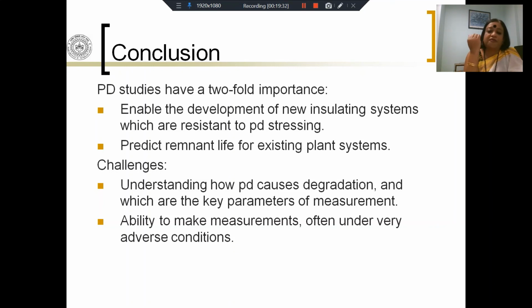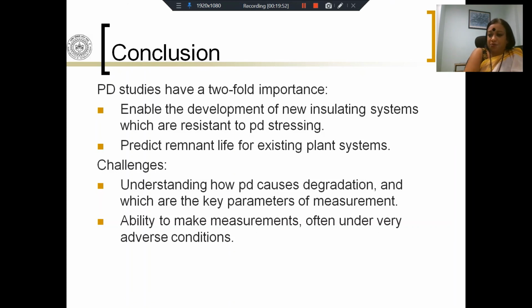We can also use this to determine the life of the system, to predict the remnant life for existing plant systems. So therefore, as I have been saying, we can never stress too much the fact that PD studies are of utmost importance in obtaining better designs and in better plant management, life management.